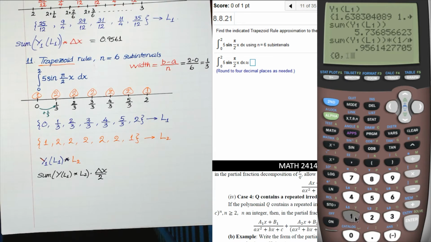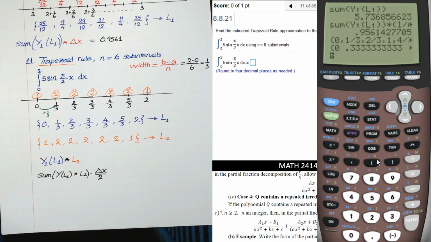0, 1 over 3, 2 over 3, 3 over 3 is 1, 4 over 3, 5 over 3, 6 over 3 is 2. Store that into list 1.